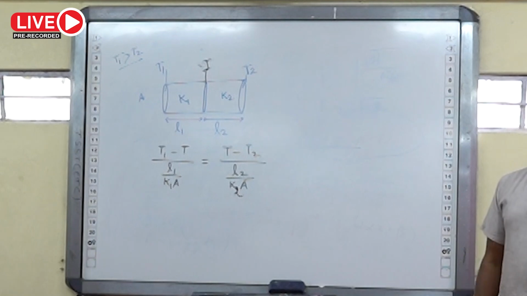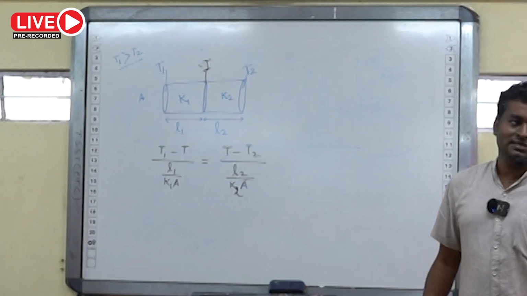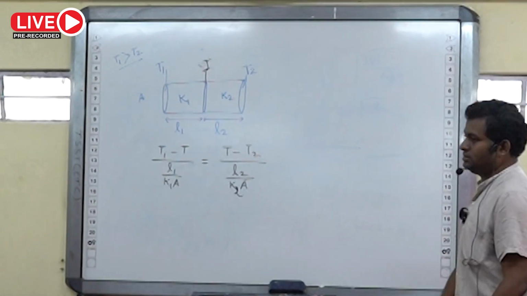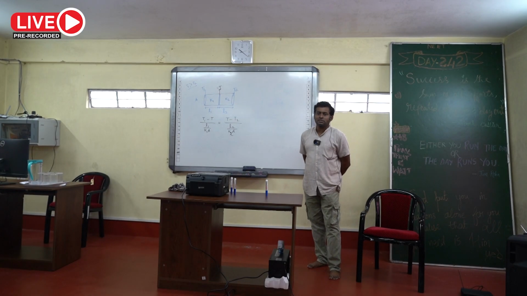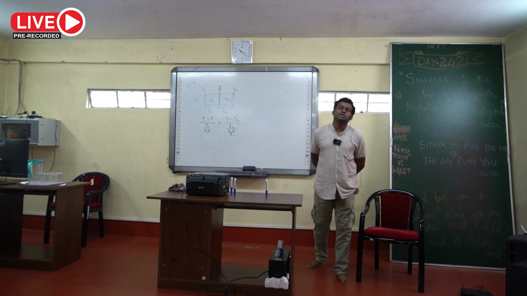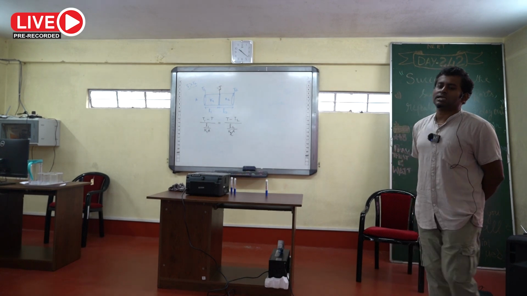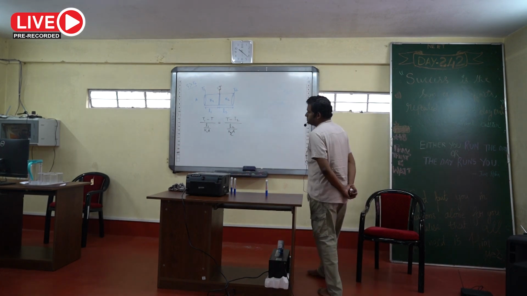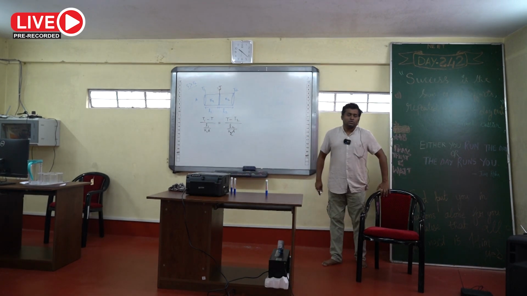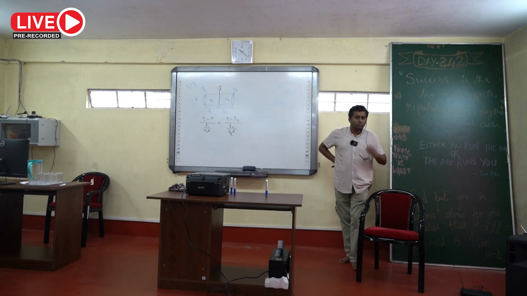Okay. Now from this we have to find the expression for T. So this is the technique to calculate the junction temperature. From this you have to find the expression for capital T, that is considered as the junction temperature. Since they are connected in series, the same thermal current will flow.